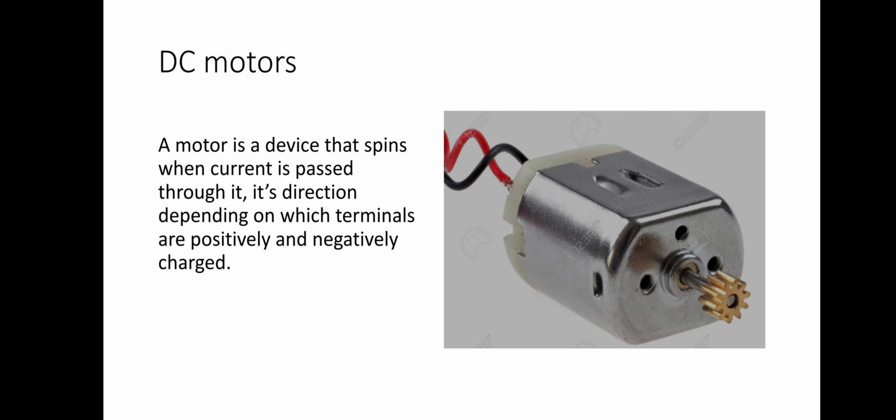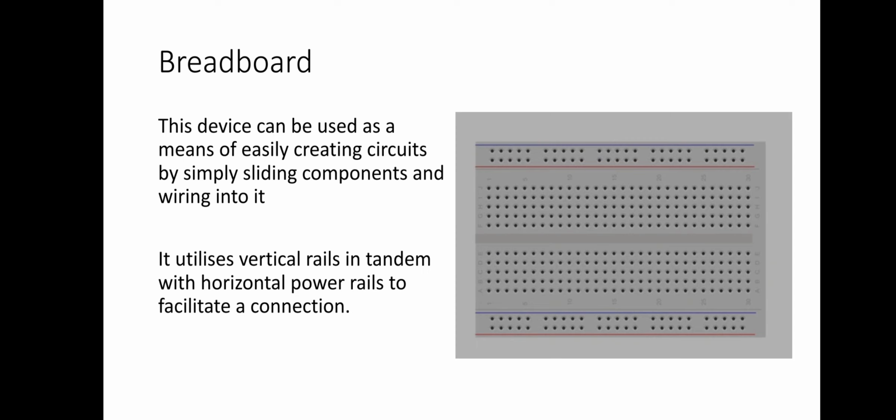DC motors. With this component, if current flows through it, it spins. How fast it spins depends on how much current's going through it, and what direction it spins is dictated by the motor's polarity.